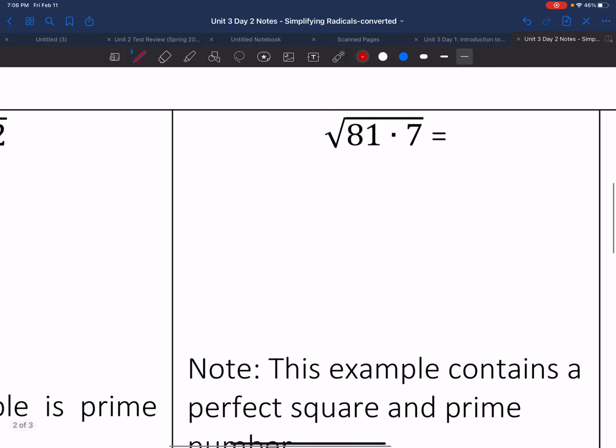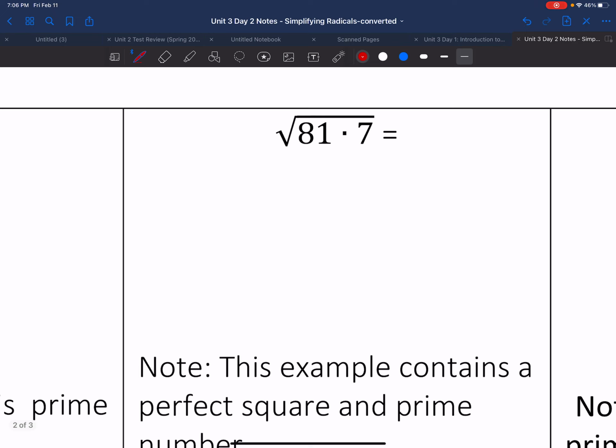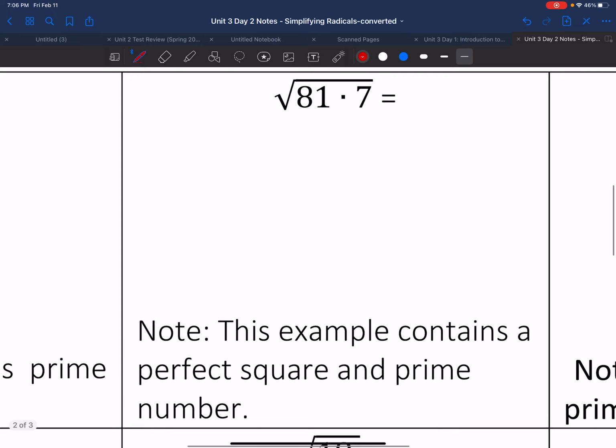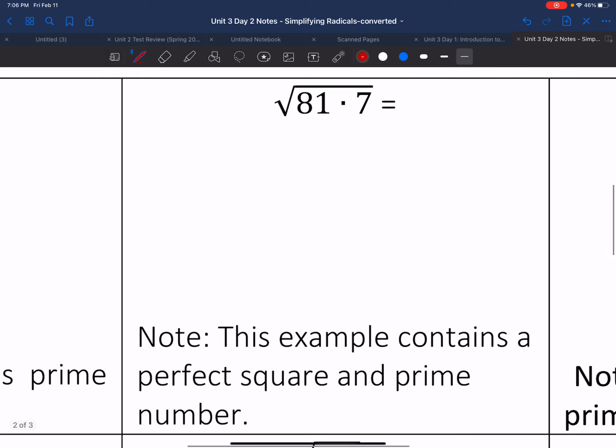How about this one over here? Okay. We have the square root of 81 times 7. So this example contains a perfect square and a prime number. You could be tempted to go ahead and multiply this, but that's just way too long. So this is already given to you. Just appreciate the fact that this is already given to you so that you can do the problem much more efficiently and faster, and it's easy.